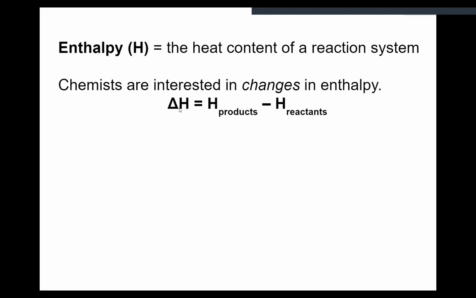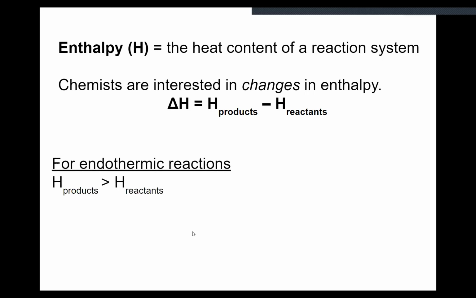A change in enthalpy can be calculated by taking the product enthalpy value minus the reactant enthalpy value. Admittedly, in equilibrium, we know that it's not always a progression from reactants directly to products, but sometimes it's helpful to link that together and say, okay, if my final state is the product state and my reactant state is the initial state, it's the same as saying final state minus initial state.